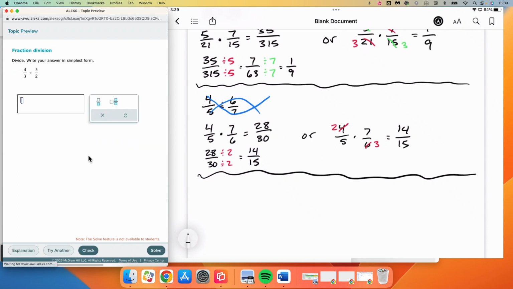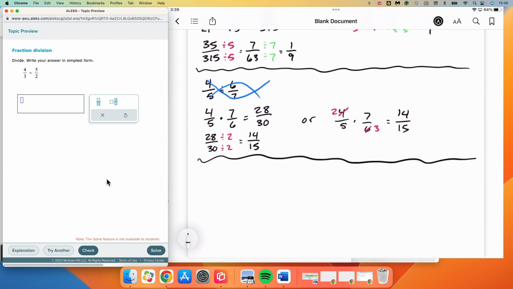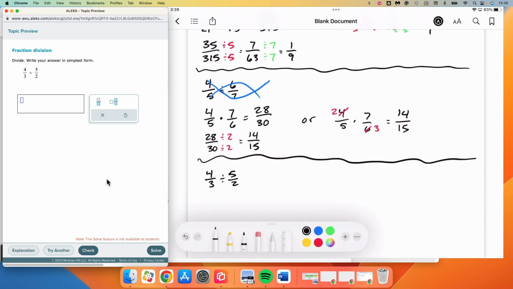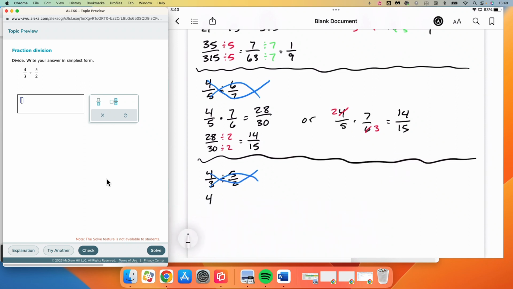One more. We have 4/3 divided by 5 over 2. And we're going to multiply by the reciprocal, but I'll use the whoop to help me remember which one flips over. It's that middle one. 4 over 3 times 2 over 5 becomes 8 over 15. And that's it for that one, because there are no common factors between 8 and 15.